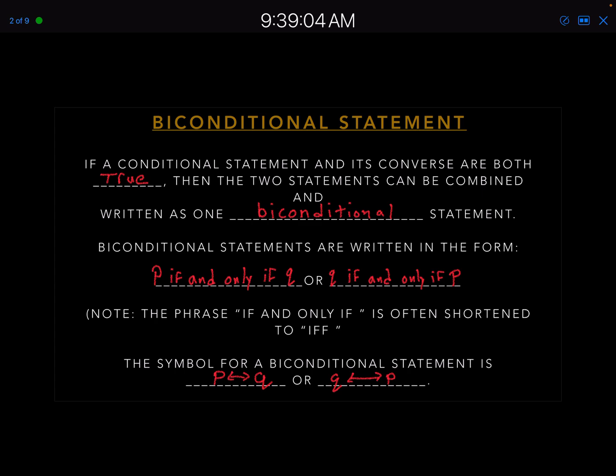Okay, so there's our definition of what a biconditional statement is. Now what we want to do is practice it. So here's our conditional statement: if a triangle is a right triangle, then it has one right angle. So that's our conditional statement.